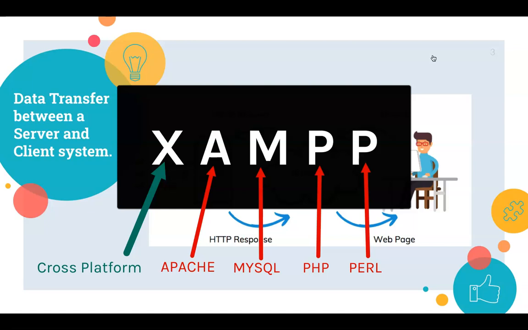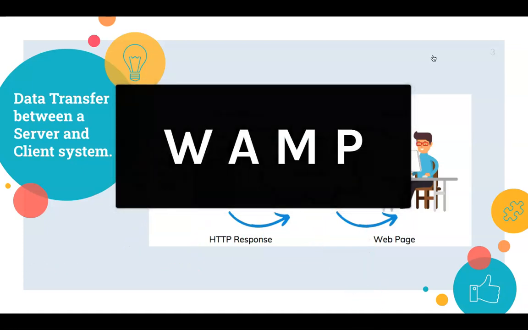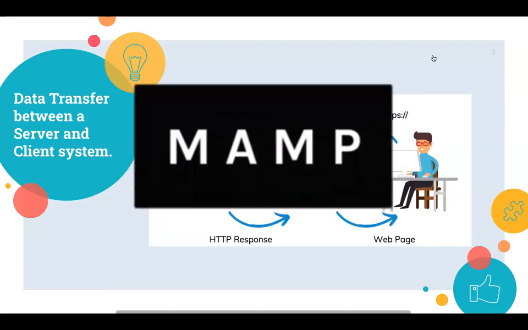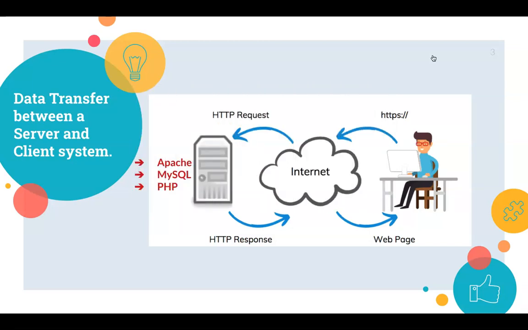Apart from XAMPP, we have other server software that can convert your local computer to a server. We have WAMP, where the W stands for Windows, so it only works on Windows computers: Windows, Apache, MySQL, and PHP. And then we have MAMP. The M there stands for Mac. This works only on Mac operating systems. But we are going to be installing XAMPP, which is cross-platform, Apache, MySQL, PHP, and Perl.